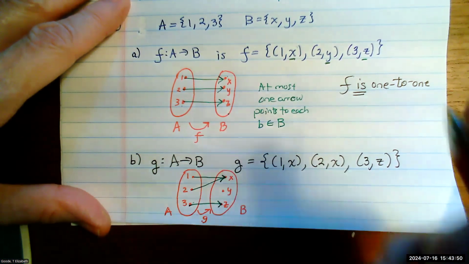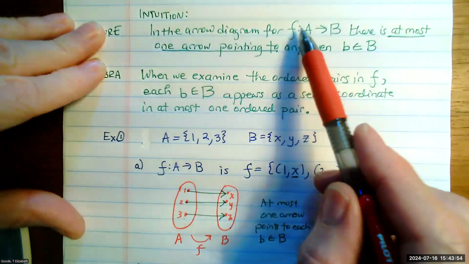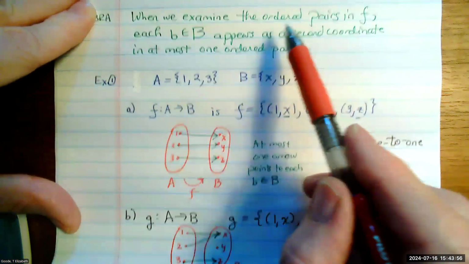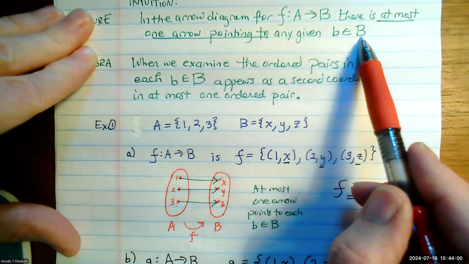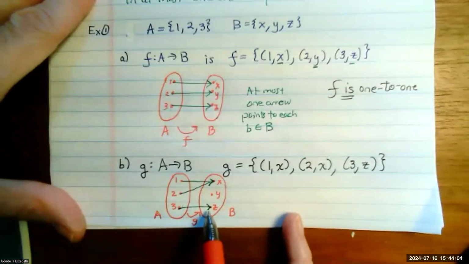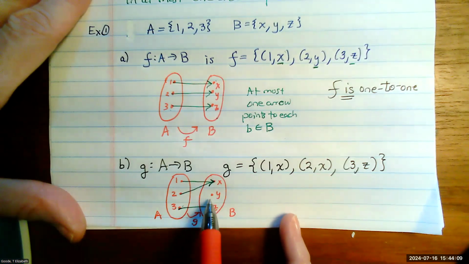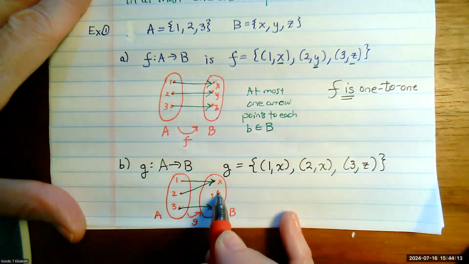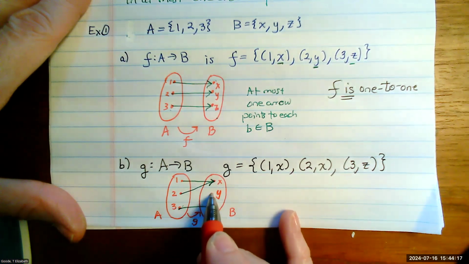So if we think about the arrow diagram approach, there's supposed to be at most 1 arrow pointing to any element in the codomain B. Well, there's at most 1 arrow pointing to z. So far, so good. If we're going backwards, there's at most 1 arrow pointing to y because there aren't any arrows pointing to y. That's fine. That doesn't hurt one-to-oneness. We didn't say there has to be an arrow.